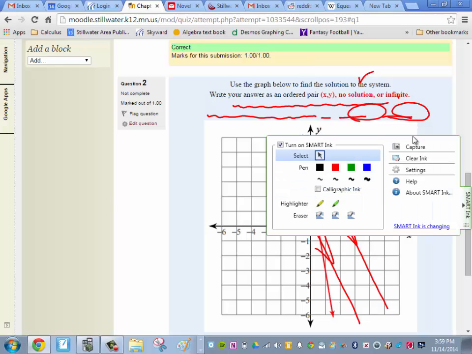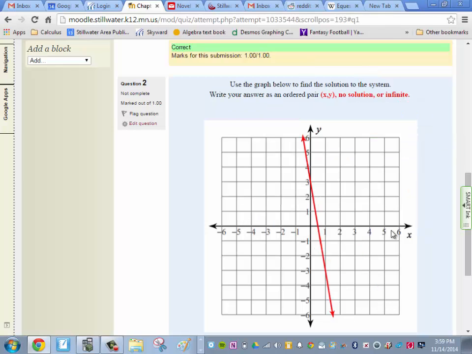Okay, let's clear some ink. Now, using the graph below, find the solutions to the system. If it's a system, you know there is more than 1 line here. That's what it's telling you. There's at least 2 or more lines. But when you look at this, you only see 1. So what does that tell you? There's another line behind it. You just can't see it.